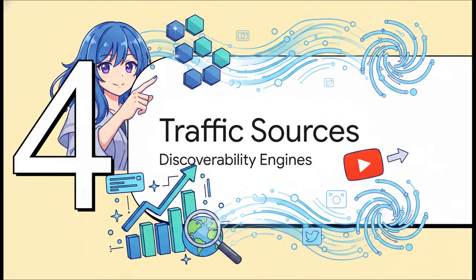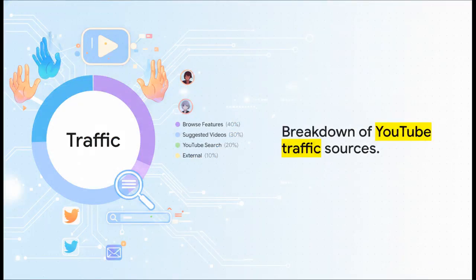Let's shift gears to part 4, mastering YouTube traffic sources. If you want to diagnose your discoverability, you've got to look at your primary traffic sources. Browse features, like the main homepage, and suggested videos, that Up Next panel, these act as YouTube's massive discovery engines. They are literally pushing your content to cold audiences who weren't even looking for you. Then you have YouTube Search, which is driven by viewers typing in very specific queries, and of course, external traffic coming from places like your social media or email newsletters.